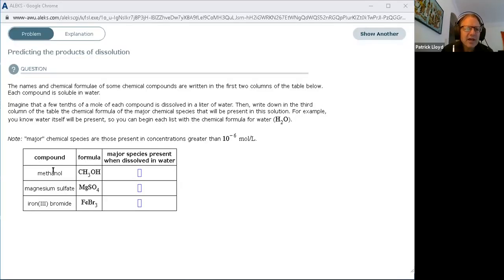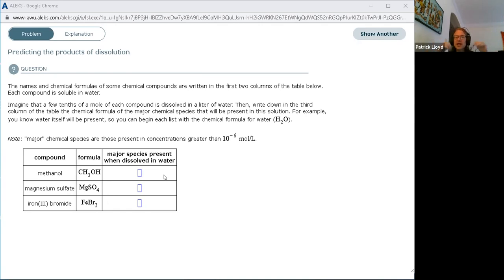So if we look at that first, let's bring it up over here. If you look at this first part of the question, it says, hey, if you've got methanol, which is CH3OH, what are the major species dissolved in the water? Well, you put the water, right? H2O, that's going to be in there. But there's also going to be methanol. So CH3OH. You just write the formula for that substance. And that's how alcohols will work.